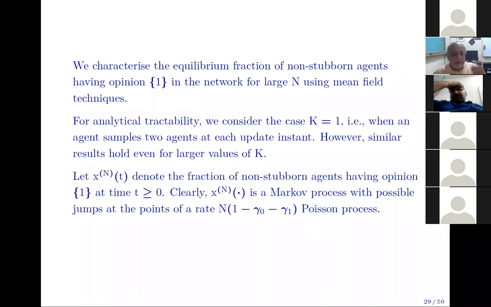In other words, the individual samples 2 neighbors, including itself. Let XNT denote the fraction of non-stubborn agents having opinion 1. Again, Xn is a Markov chain which jumps when the Poisson clock rings, and it's only for the non-stubborn agents, because the stubborn agents we don't care about. This is the rate at which the Poisson clock rings for the non-stubborn agents.